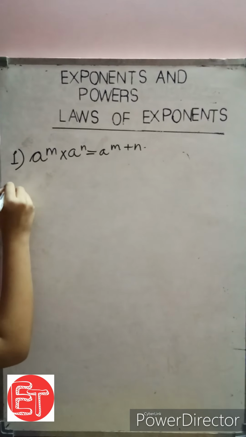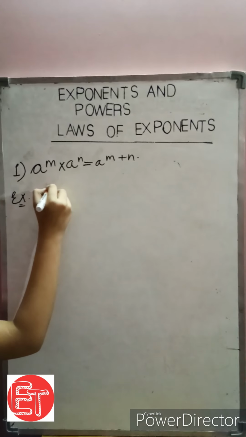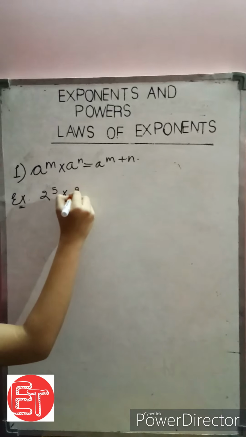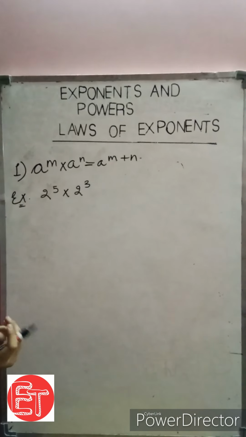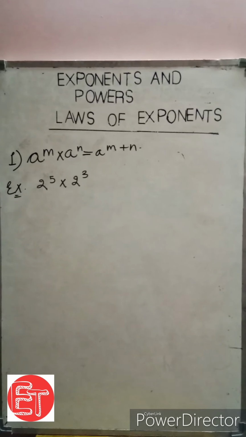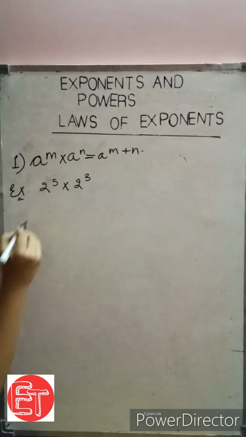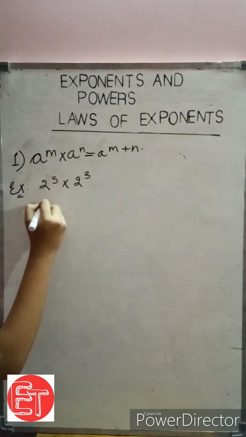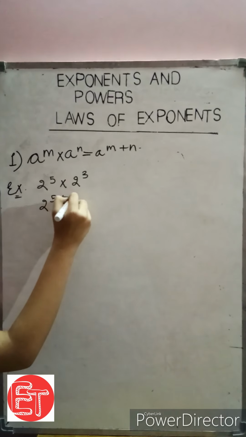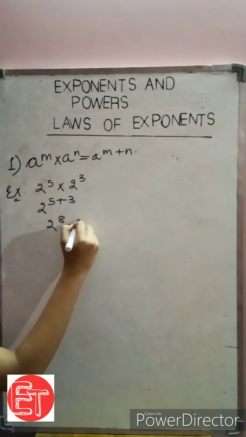Let's take an example. Our example is 2 raised to the power 5 into 2 raised to the power 3. See here, 2 is the same base, but the powers are different and they are in multiply. So, what we will do? We will do 2 raised to 5 plus 3, which gives the result 2 raised to the power 8.